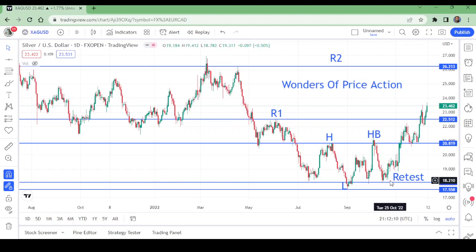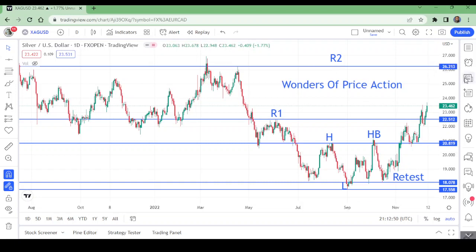After making this support, it went upward and broke this high, which was already broken, and broke this high that had broken the high. Then it came downward and retested the previous high and broke this resistance. This was the first resistance, R1, because from this price the market has come downward. And now the silver is looking at the second resistance, R2, that is here.